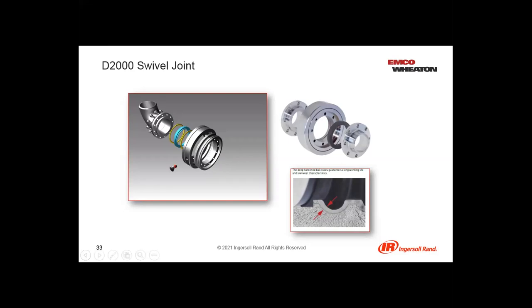The design of our D2000 swivel, which is fitted in all our loading arms, is a split flange design, meaning that the bearing module and seals can be easily replaced, so that construction of the loading arm can be done like a Lego.